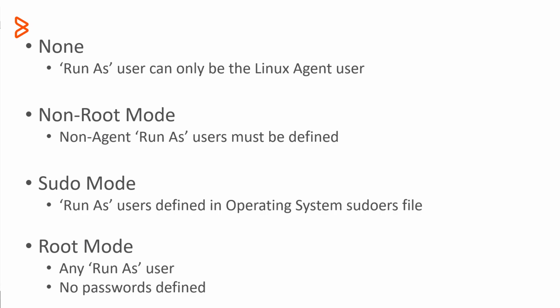In nonroot mode, the agent Linux user also starts the processes, but the run-as user in the jobs can be any valid user accessible on that host. Those users must first be registered within Control-M.